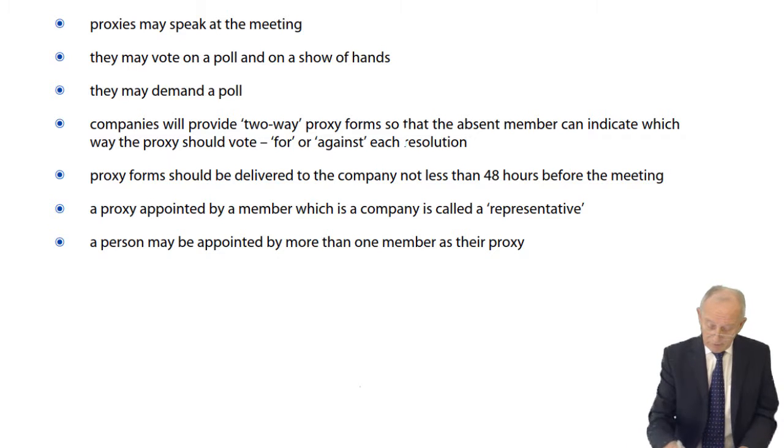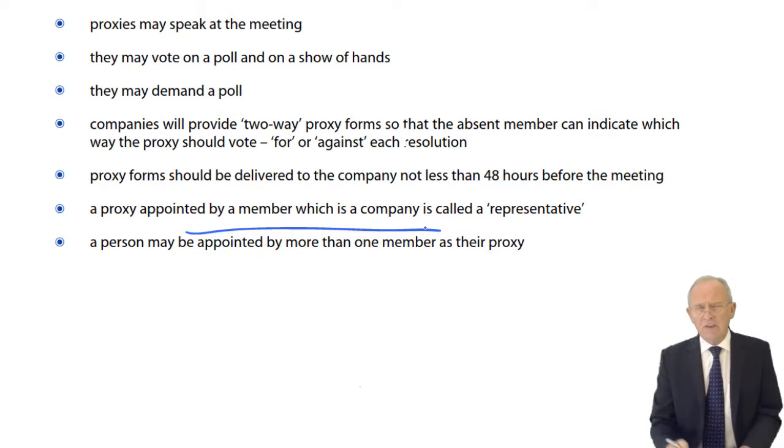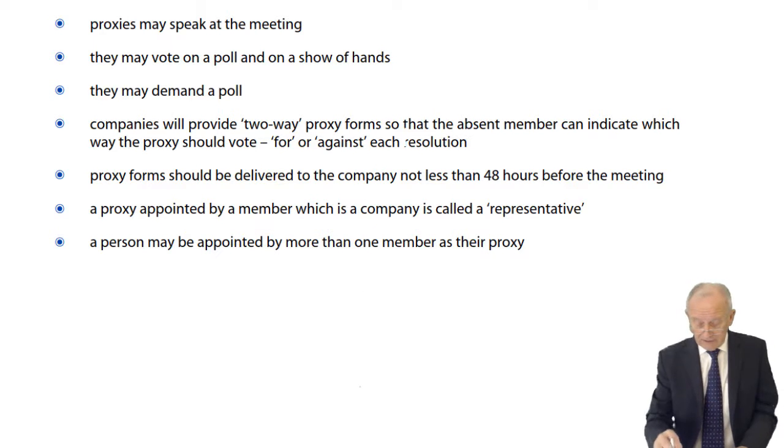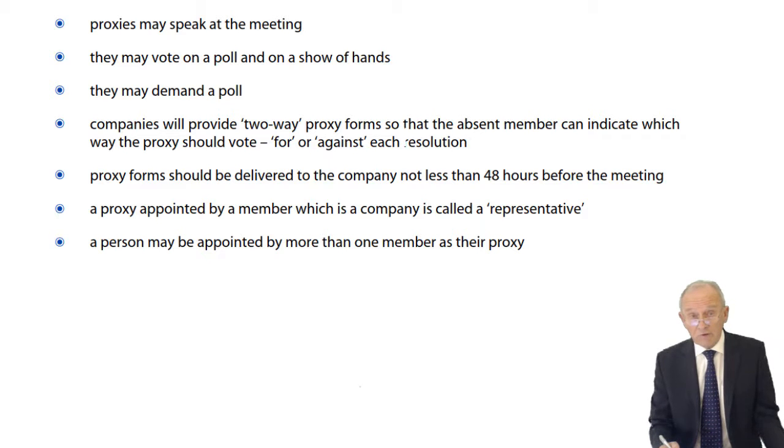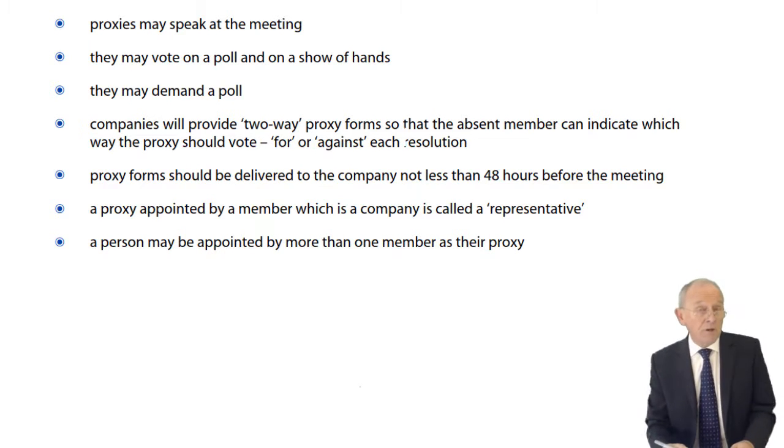A proxy appointed by a member which is a company is called a representative. It's not called a proxy. That's just an interesting point. Previously, representatives could speak at meetings where proxy persons couldn't. But it's a fine point. It's unlikely to be asked. And one individual person, a human, may be appointed to be proxy by more than one member. So there may be 5, 6, 15 different people.